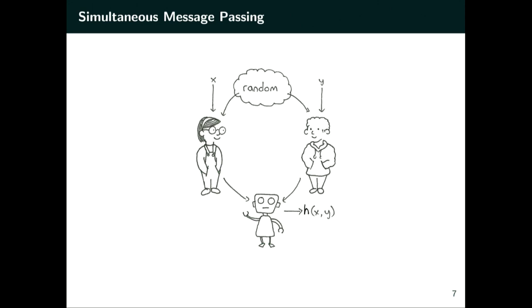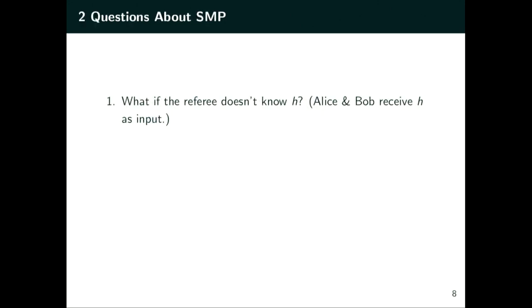And in the randomized case, we may also allow Alice and Bob to share a source of randomness. So there's some public set of random coins that Alice and Bob can both see and use to send their messages, but the referee does not get to see those random coins and does not get to see the inputs X and Y. Okay, so let's forget about graph labeling and universal graphs for a moment and just ask some natural questions about this SMP model.